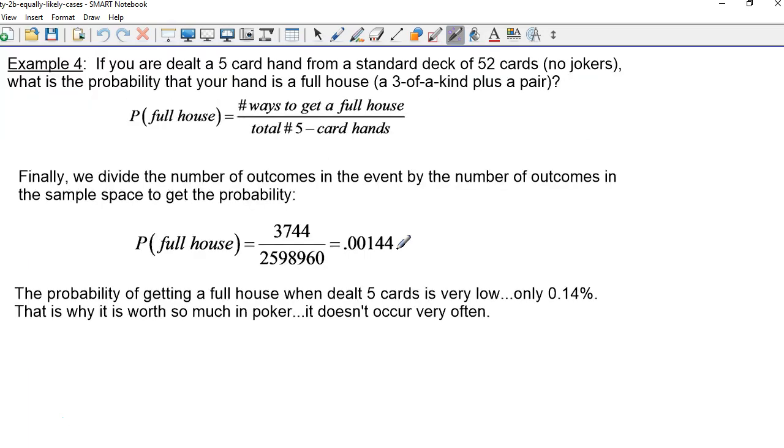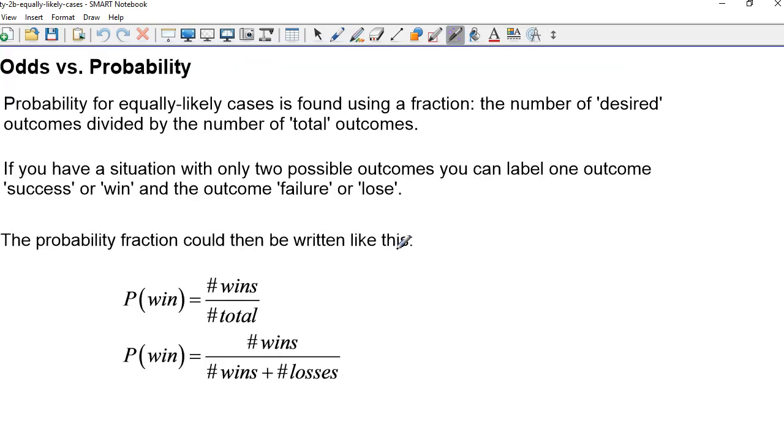Alright. So, before we end this lesson, we had to talk about somewhere the difference between odds and probability. So we decided to put it in here.